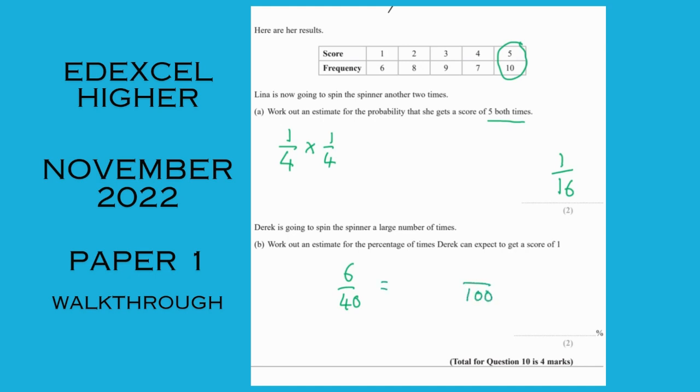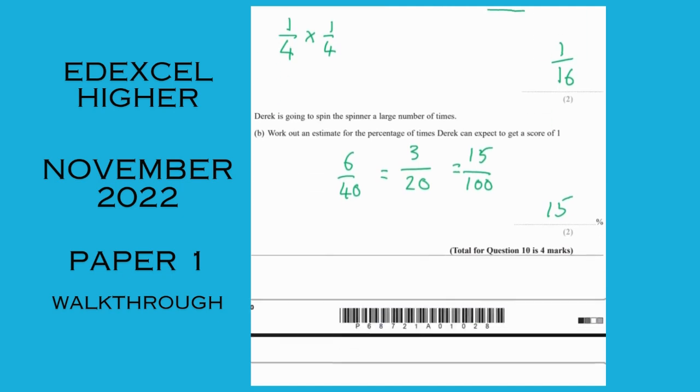Percentages are easy if they're out of 100. 40 does not go into 100 straight away. You could times by 2.5, feel free. But I always go via 20s or 10s if I can. So halving it takes me down to 3 over 20, halving the top and halving the bottom, and then timesing by 5. So Derek can expect 15% of the time.